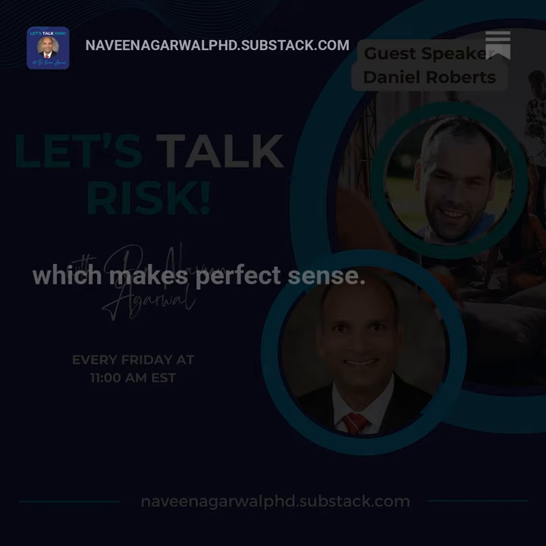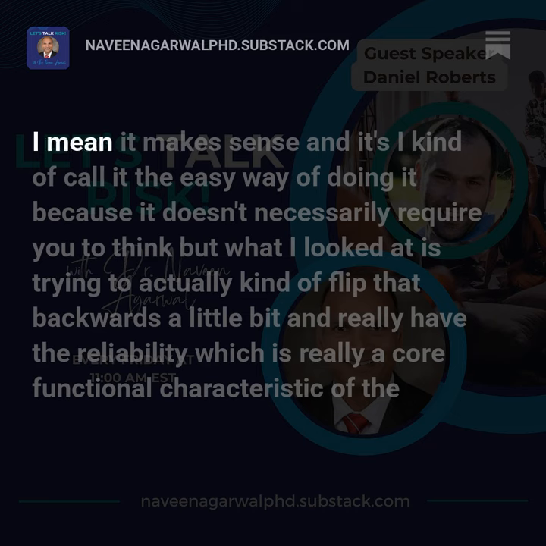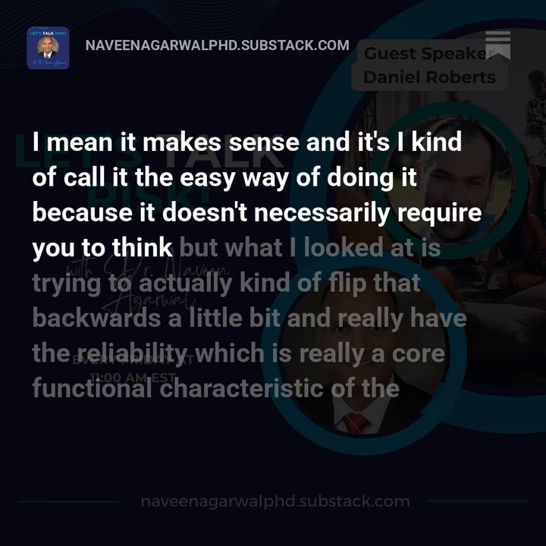So generally there's a sliding scale. So to say, the riskier the product is, the higher reliability numbers you should use for testing to make sure that the product's going to function correctly. Which makes perfect sense. I kind of call it the easy way of doing it because it doesn't necessarily require you to think.